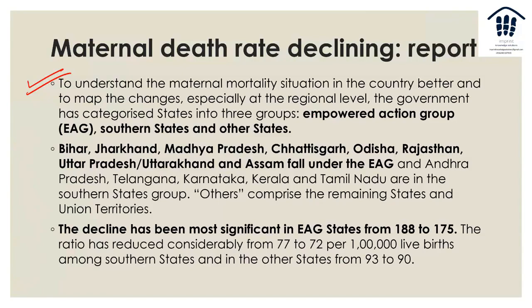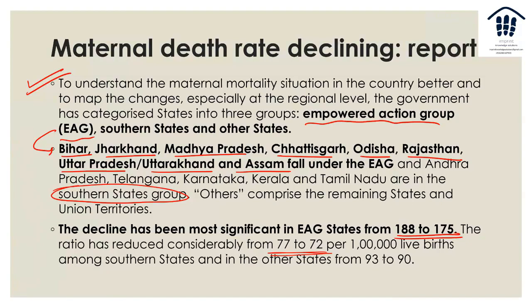Right. So what the government has done is it has created an Empowered Action Group, and it covers these states: Bihar, Jharkhand, Madhya Pradesh, Chhattisgarh, Odisha, Rajasthan, Uttar Pradesh, Uttarakhand, and Assam. They've taken them together and tried to focus and reduce this. And there has been a decline from 188 to 175, right? That is the basic picture. On the other hand, we have Andhra, Telangana, Karnataka, Kerala, Tamil Nadu, which are the southern states. And if you look at them, right, it was basically just 77 to 72.